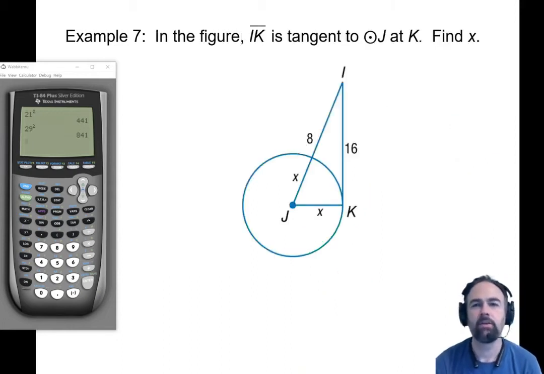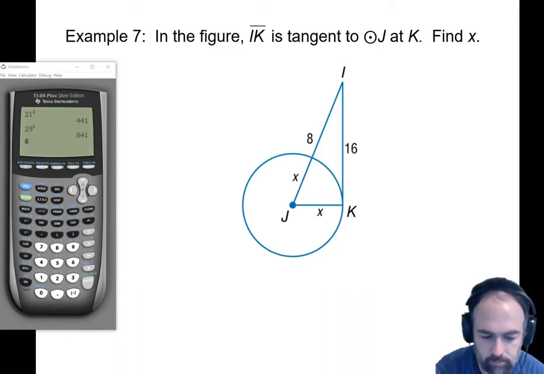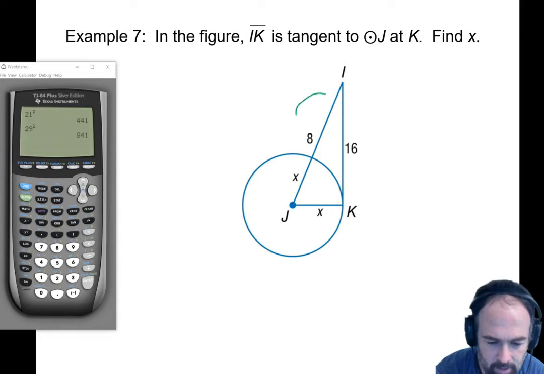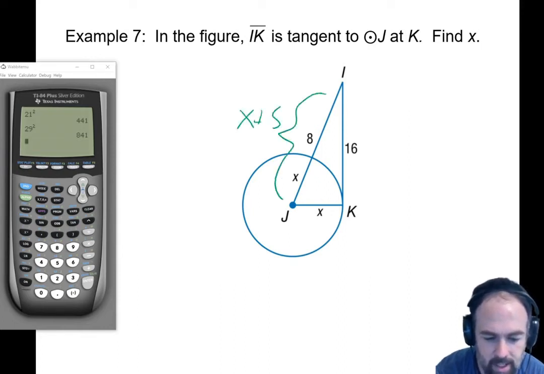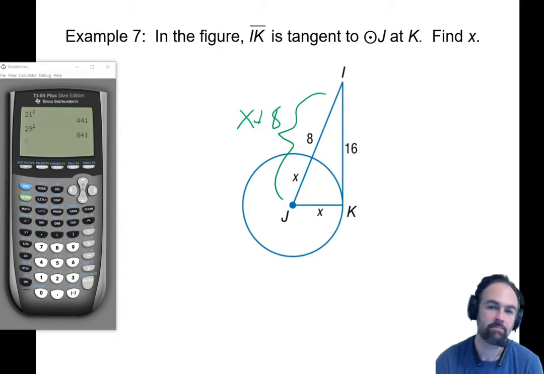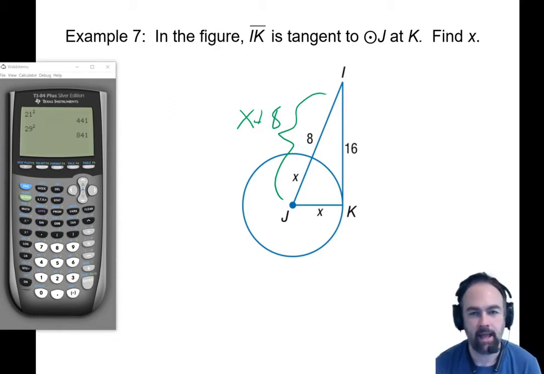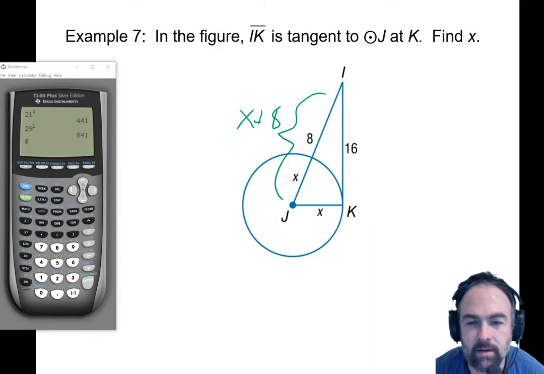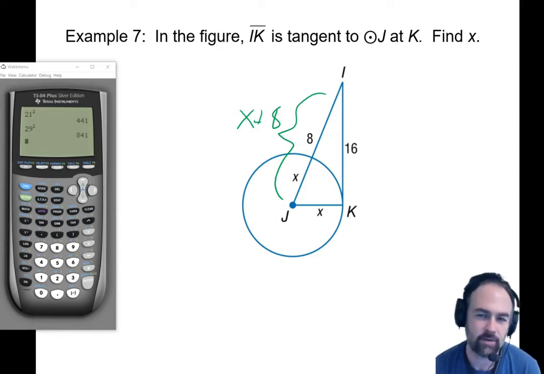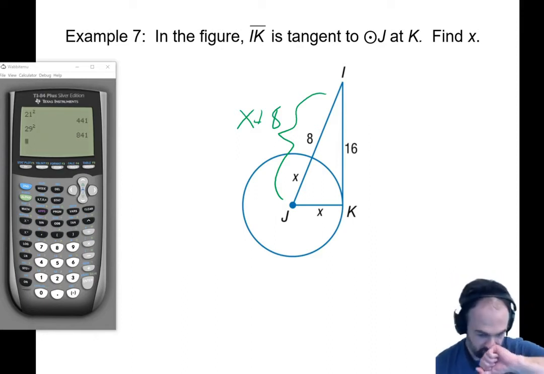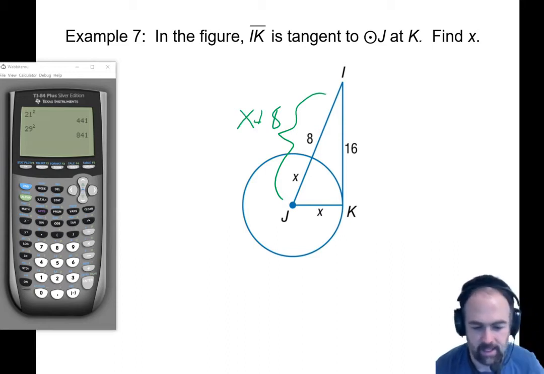All right, in the figure, IK is tangent, find x. This one is going to be a little bit different than the one before. Our three sides here, of course, A is going to be x, B is going to be 16, but here the distance from I to J is going to be x plus 8 because we've got to add in the radius plus the piece outside. That A is the piece of that line between the edge of the circle and point I. So the full thing is x plus 8.